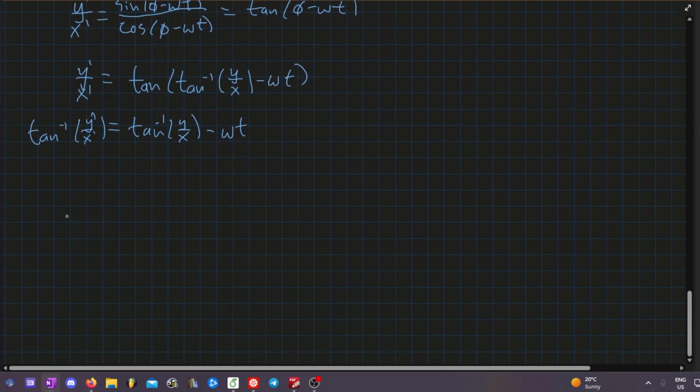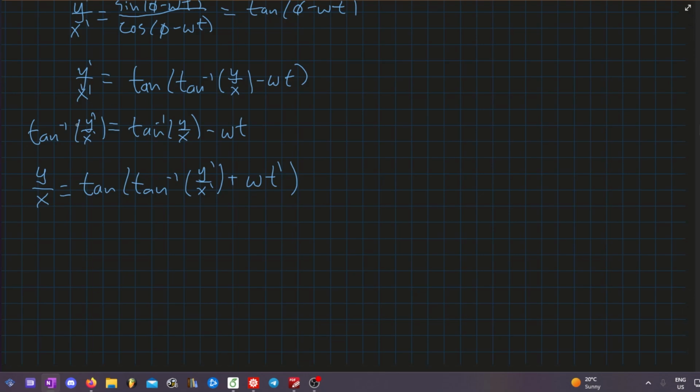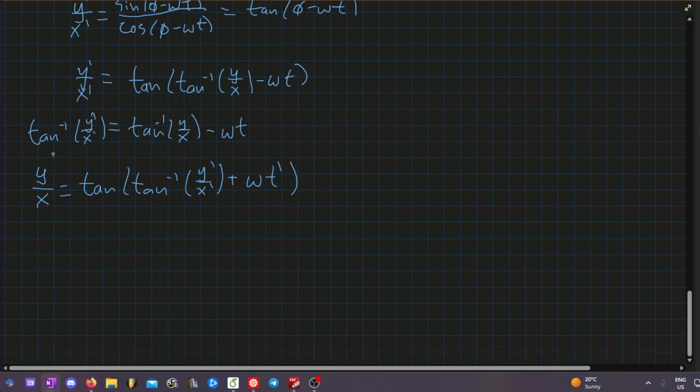So with this, y over x is just the tan of the inverse tan of y prime over x prime plus omega t. And now we're going to actually rename t to t prime because they're the same thing, and we want these in terms of the prime coordinates. So this is a pretty good start.